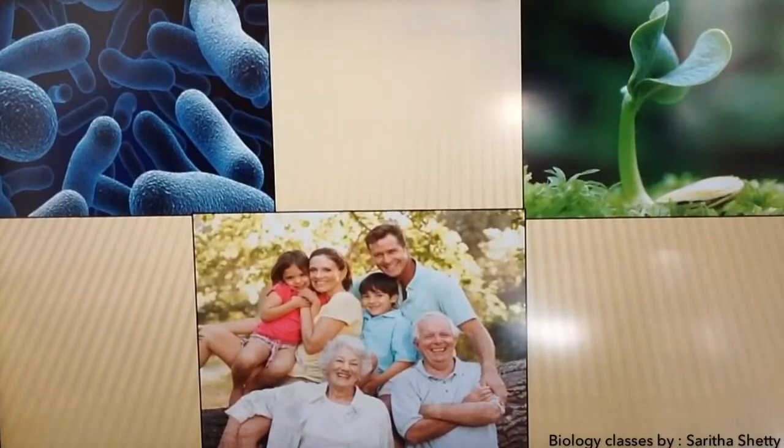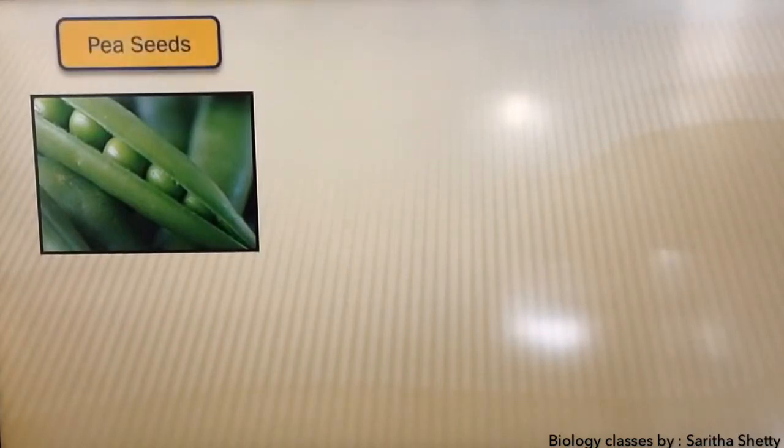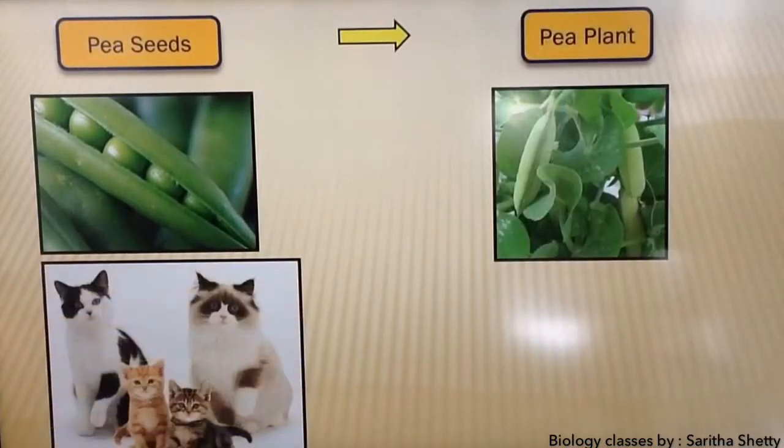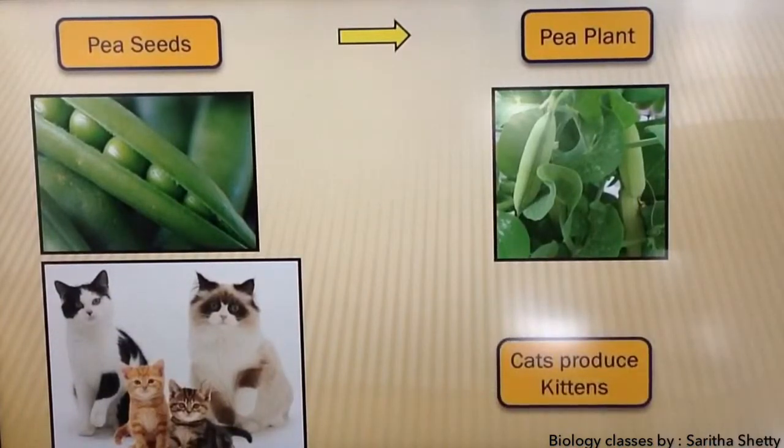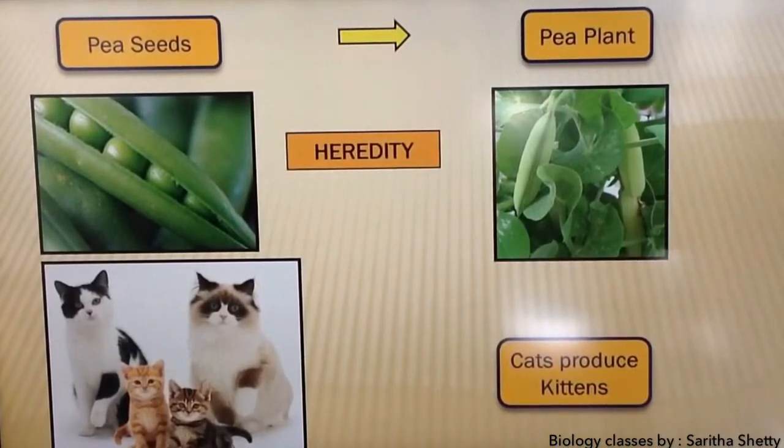We see from a pea plant arises a pea, and from this pea arises another pea plant. Similarly, cats produce kittens. Students, this pattern where parental characters are transferred to young ones from one generation to another is called heredity.